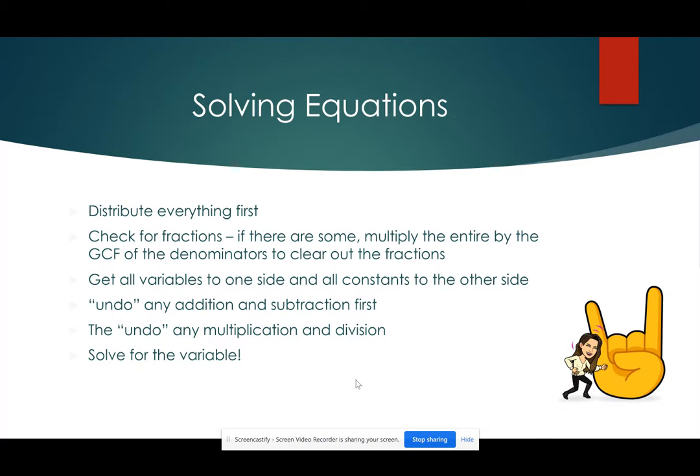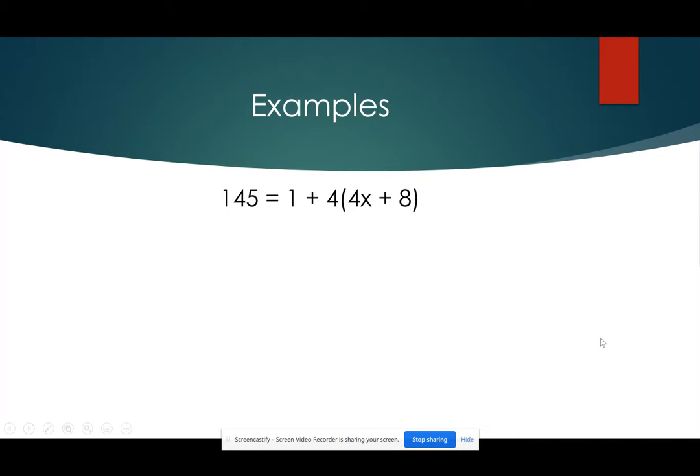So to undo any addition, you use subtraction. To undo any subtraction, you use addition. Undo any multiplication by division, and undo any division by multiplication. So you're doing the opposite operation. But that was a lot of talking. It'll be easier to just look at examples.